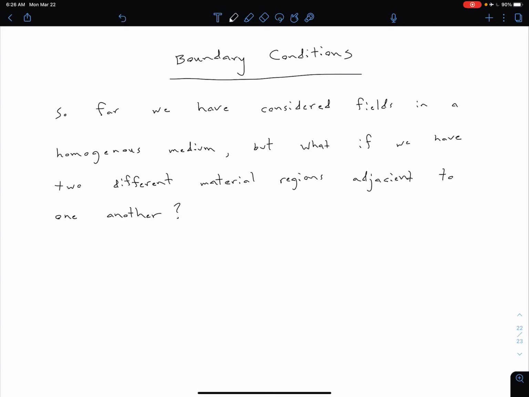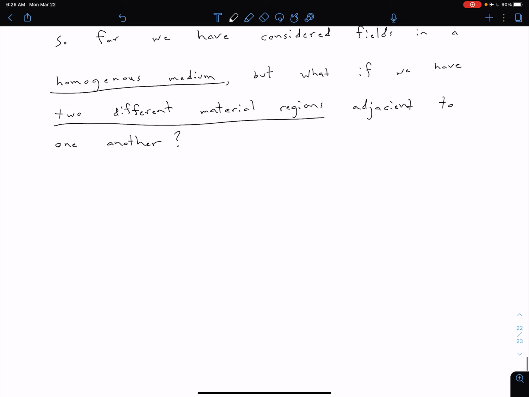For the remainder of this unit, we're going to be considering boundary conditions. Up to this point, what we've been considering is homogeneous medium. So we've been just talking about a dielectric or a metal, but now we want to ask ourselves, what happens if we consider two different material regions that are adjacent to one another? And so we're going to consider two general cases.